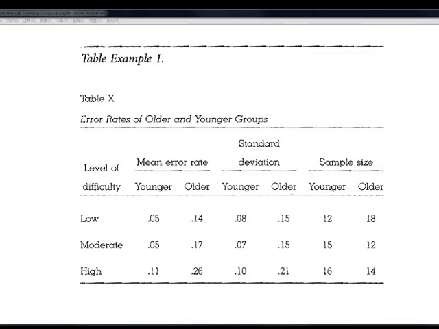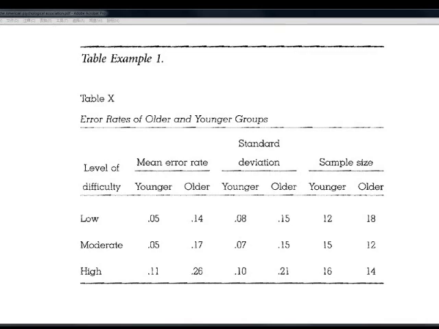Why is that? Because younger, older are two groups, right? And then they've got another younger, older. And then they got another younger, older. So what do we have here? We have three groups of two groups, right? Actually, what are we looking at? We're looking at younger, older, younger, older, younger, older, but three different pieces of information, right? Younger, older first is the mean error rate. And then younger, older, standard deviation. And then younger, older, sample size.